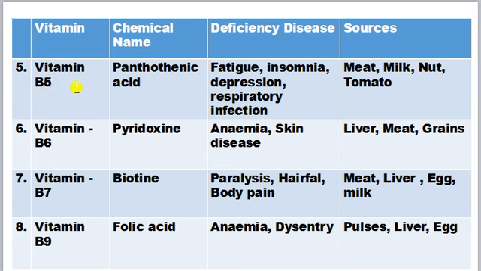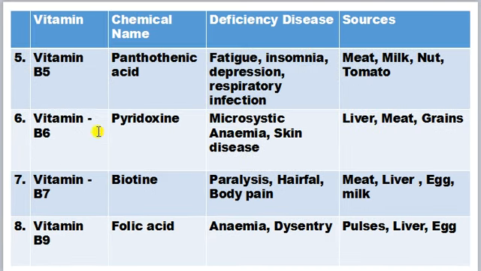Now the fifth one is vitamin B5. This is also known as pantothenic acid, and it is one of the most important vitamins for human life because it is necessary for making blood cells, and it also helps in the conversion of the food we eat into energy. Its deficiency is rare, but if it occurs, it causes fatigue, insomnia, depression, and respiratory infection in human beings. Its main sources are meat, milk, nuts and tomatoes.